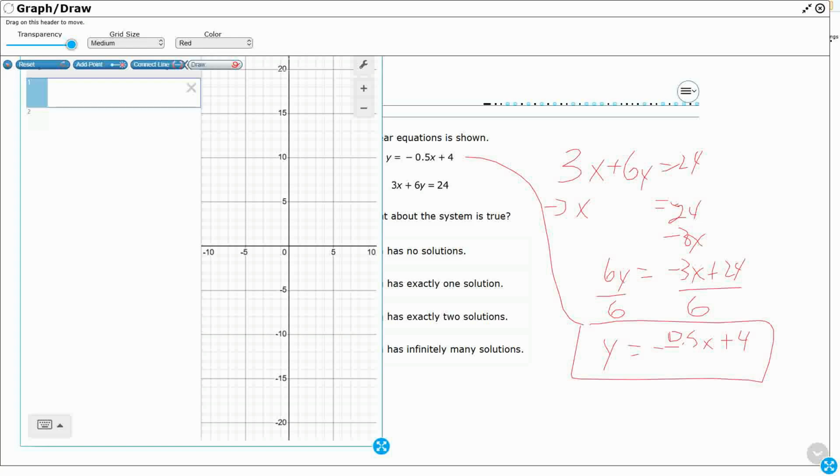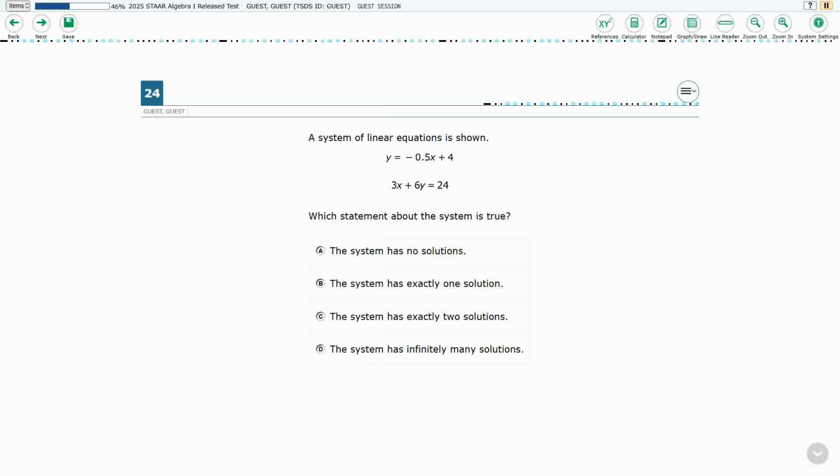Look, I could graph it if I want to, but you notice I literally just turned it into that other one. I could graph both, and I'm going to get the exact same line. So if they're touching at every point, that means that they are infinite. My answer is D.